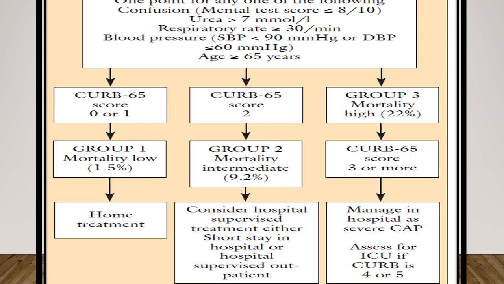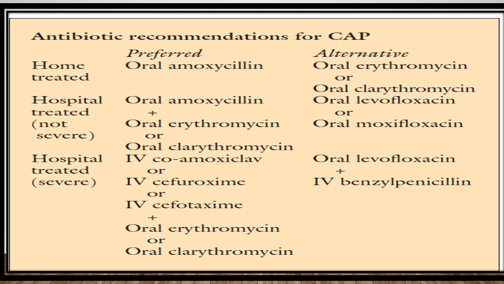Okay, so up to this, it's now fine, where we treat the patient at home, in hospital, or in the ICU. Now, how will we manage the patient, or what antibiotic should we use? For home treatment, we can use oral amoxicillin. If someone is penicillin allergic, at that time you can use oral erythromycin or oral clarithromycin. So now we can treat the patient with oral treatment.